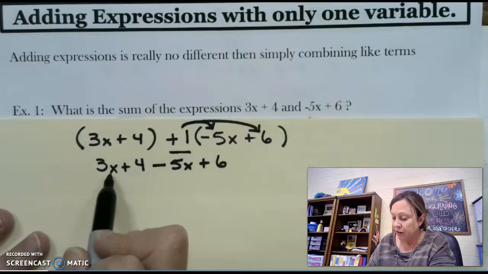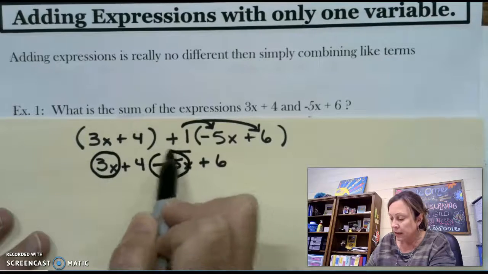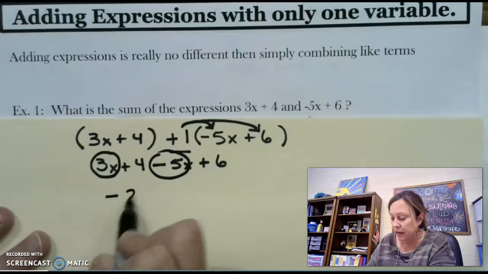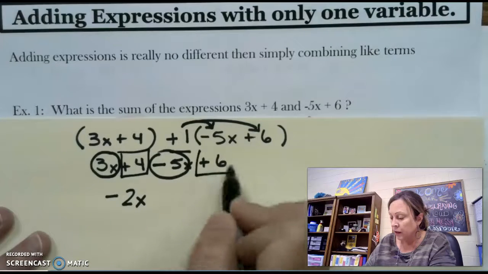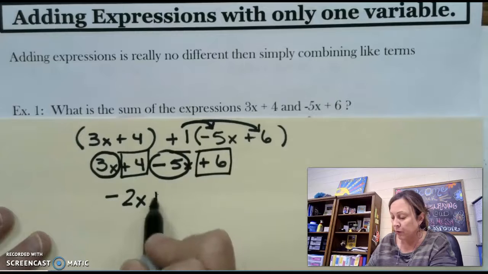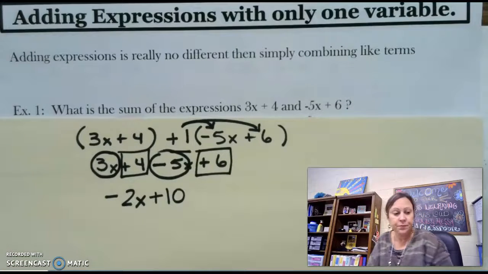And I see that I've got 3x. Now I'm going to combine like terms. 3x and negative 5x gives me a negative 2x. And then I have a positive 4 and a positive 6, so I have plus 10. Okay? Let's look at another one.